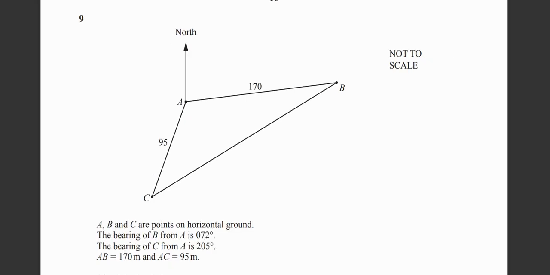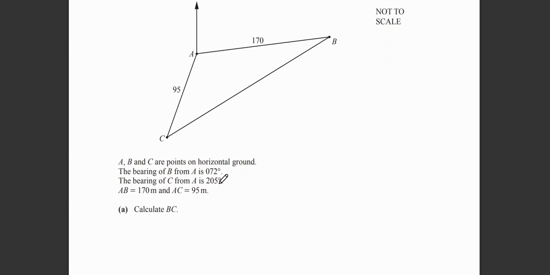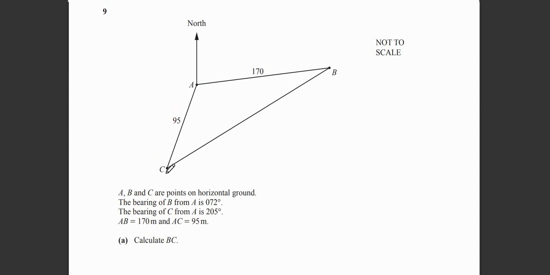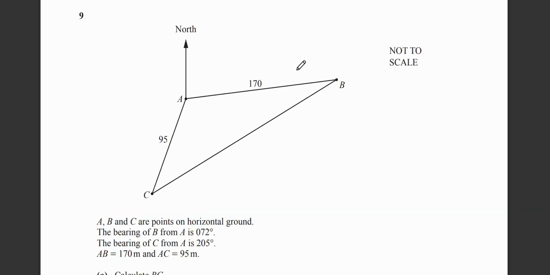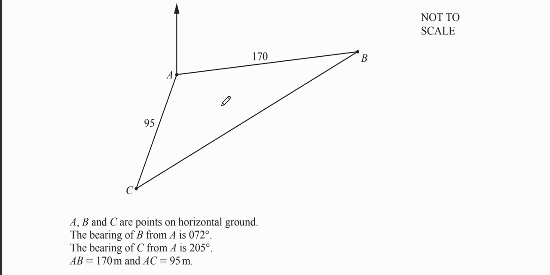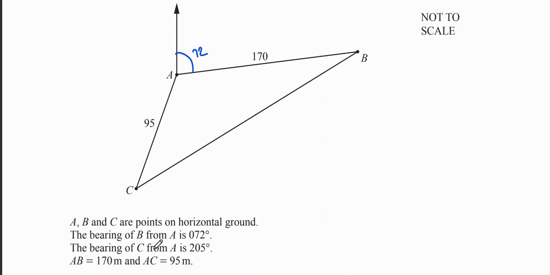Now we have the next question. It's question 9. It says A, B, C are points on a horizontal ground. The bearing of B from A is given. The bearing of C from A is given. AB is this much, and calculate BC. So guys, when the question said that the bearing of B from A is 72, it basically means B from A, this part is 72 degrees. And when it says that the bearing of C from A is 205, this whole thing is actually 205.